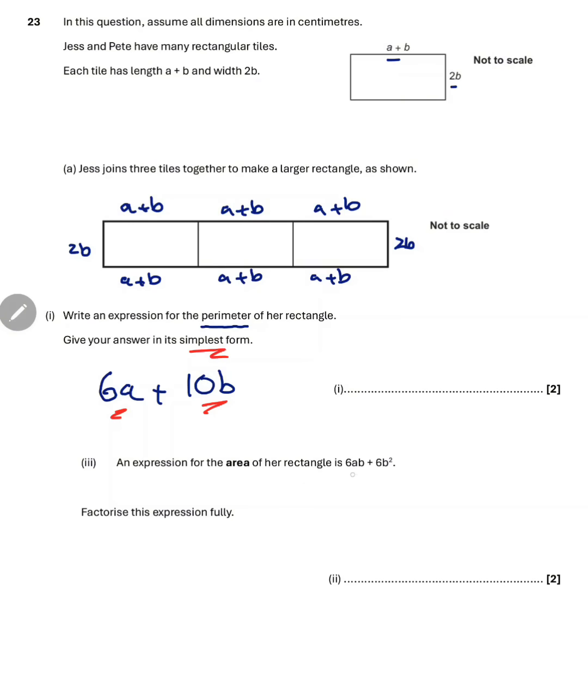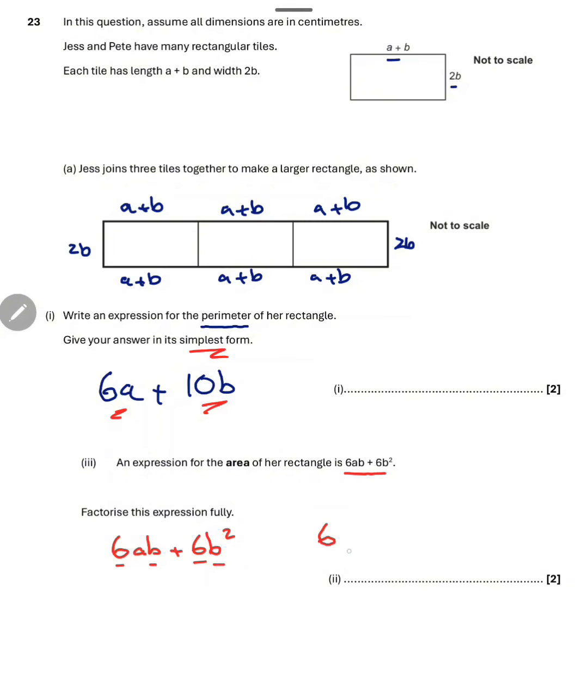Someone's gone on to work out an area expression for us, and we're asked to factorise it. So we've got 6AB add 6B squared, and we're just looking for common factors. Well, 6 clearly goes into both things, so I'm going to put a 6 as a factor. A only goes into the first term, but not the second, so I can't take A out.